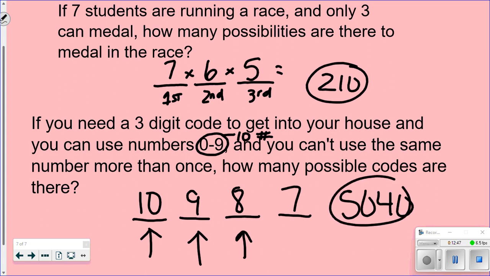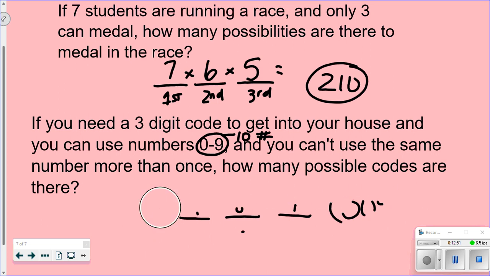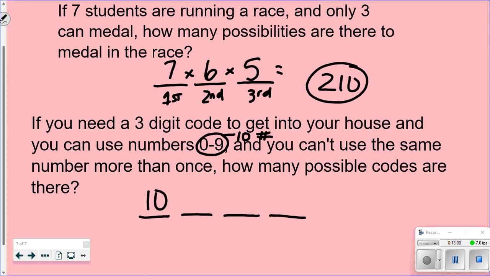For the most part, let's say if we have a phone code, let's say your phone code can be 0 through 9. And usually it's 4 digits. And you can use it as many times as you want. So in the first space, I have 10 possible digits. For the second space, I have 10 possible, because you can continue to use the same number over and over again. Third digit, I could use 10. I have 10 different numbers.